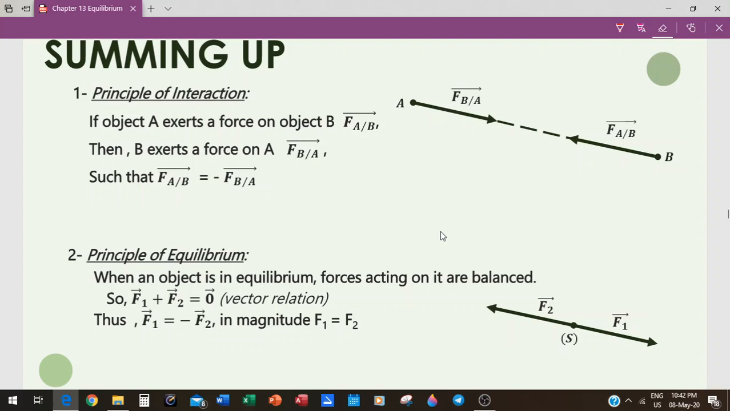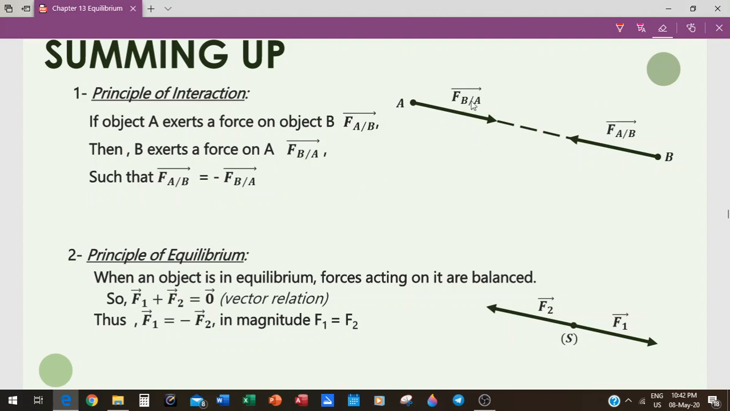If object A, as you can see here, this is object A and this is object B. If object A exerts a force on object B, force A on B, then B exerts a force on A. This is F B on A, the force exerted by B on A. Such that force F A on B equals minus force F B on A. This is the principle of interaction.